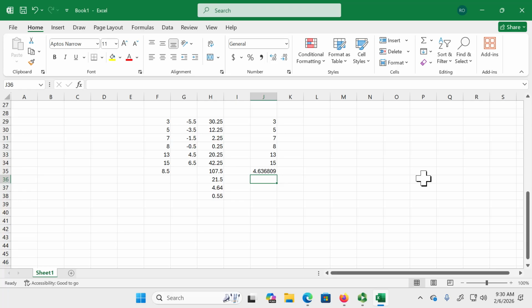How much of a contribution to the variance does the 8 make? It's almost at the average. Its square is 0.25. It has very little weight. Here, 15 squared is 42. So numbers far from the average have more of a contribution to the variance, to the difference, and to how much you can trust the average. The 3 and the 15 have much more effect than the 7 and the 8.